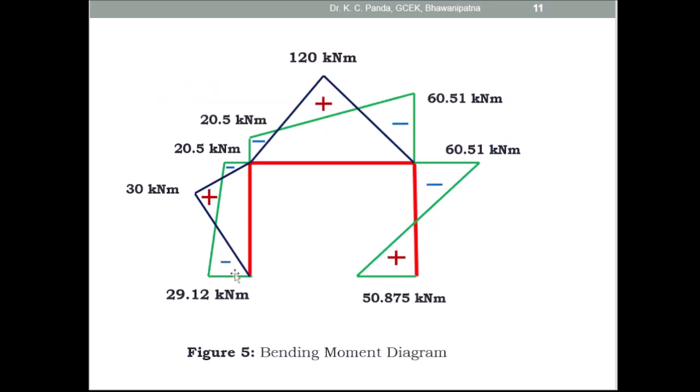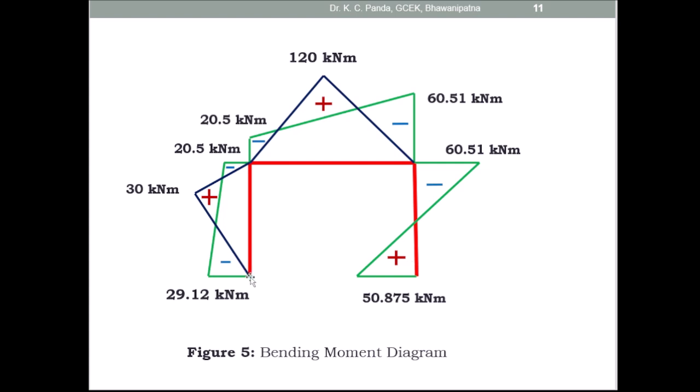So this is the value. Here 29.12, this is 20.5. So this is the negative moment diagram, and here this is 20.5, this is 60.51, and this is the negative bending moment diagram, and here this is 60.51 and this is 50.875, and you draw these 2 points, and this portion is negative, this is positive. So the tension inner side you take positive.